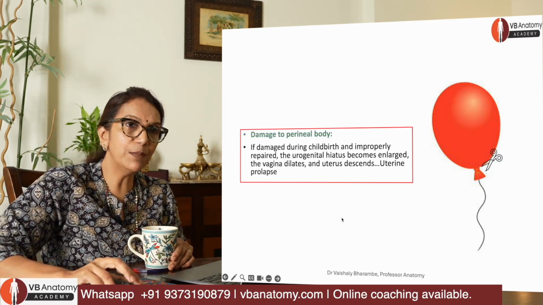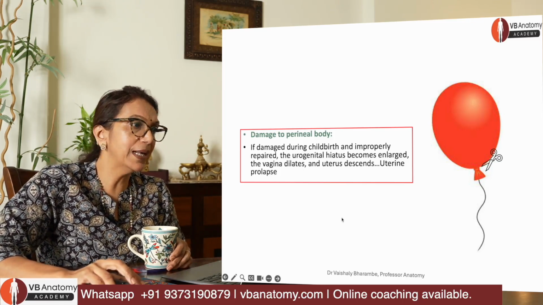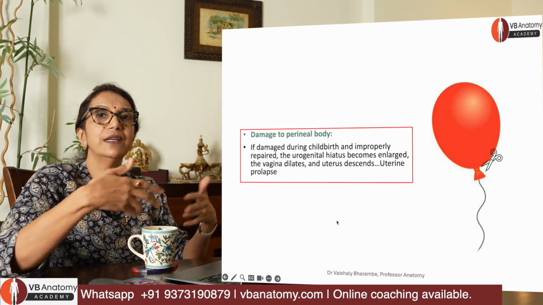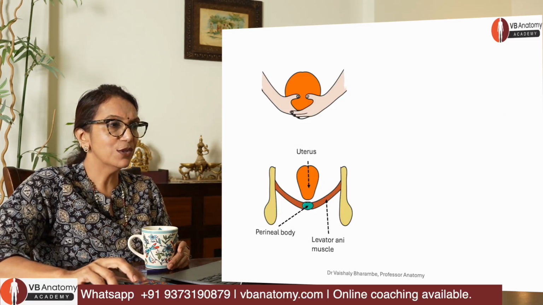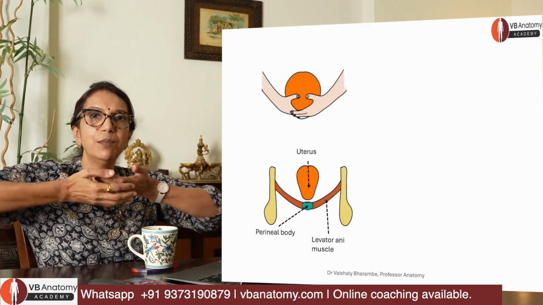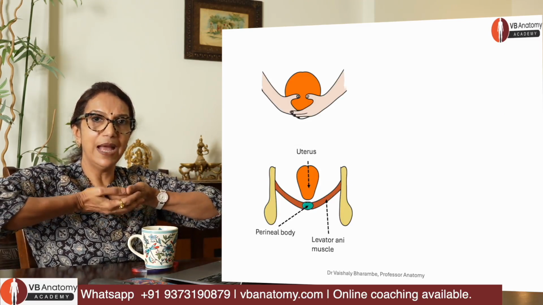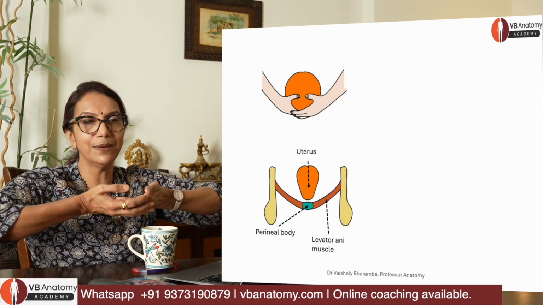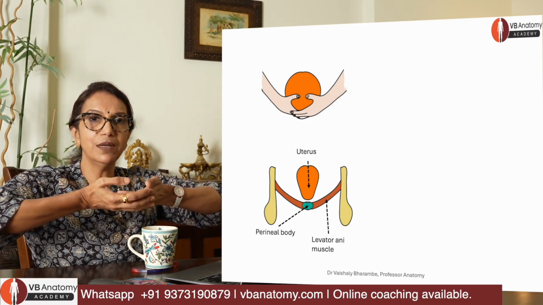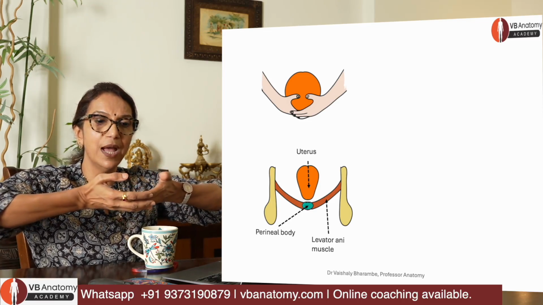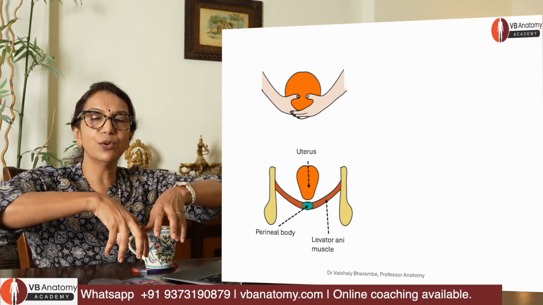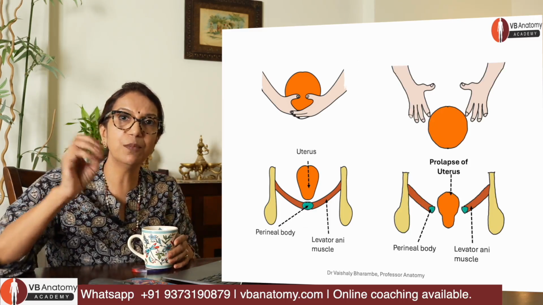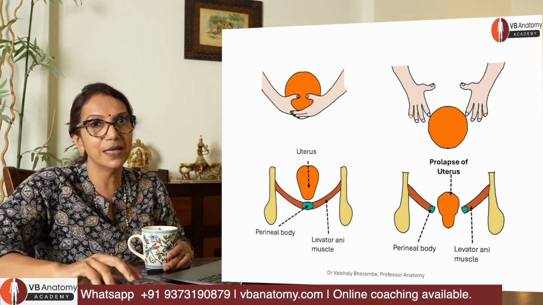If damaged during childbirth and improperly repaired, the urogenital hiatus becomes enlarged with resultant slow prolapse. So I want all of you to imagine that you are holding a ball in your hand, and the junction of your fingers is your perineal body and the ball is in your hand. The moment the junction becomes loose and your hands separate out, the ball is going to plop down, which is exactly what happens when there is a uterine prolapse in relation to a weakened perineal body.